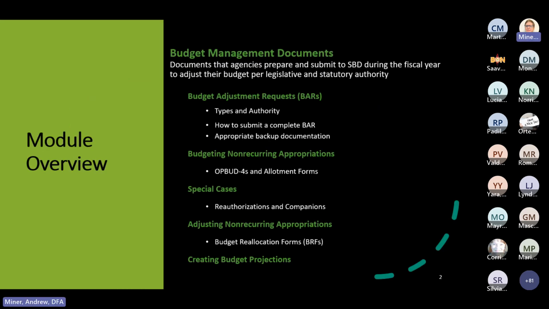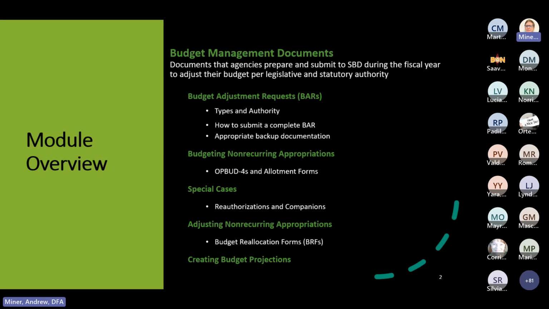So what do I mean when I say budget management documents? These are documents that agencies prepare and submit to us, State Budget Division, during the fiscal year to adjust their budget somehow per authority that is given to them either by the legislature or by their statutes. So there are a few different types of these, and here you see an overview of what we'll be talking about this afternoon.